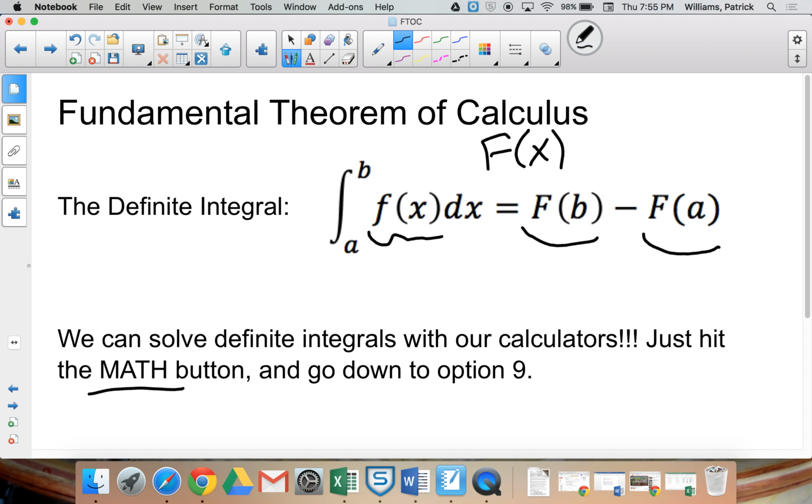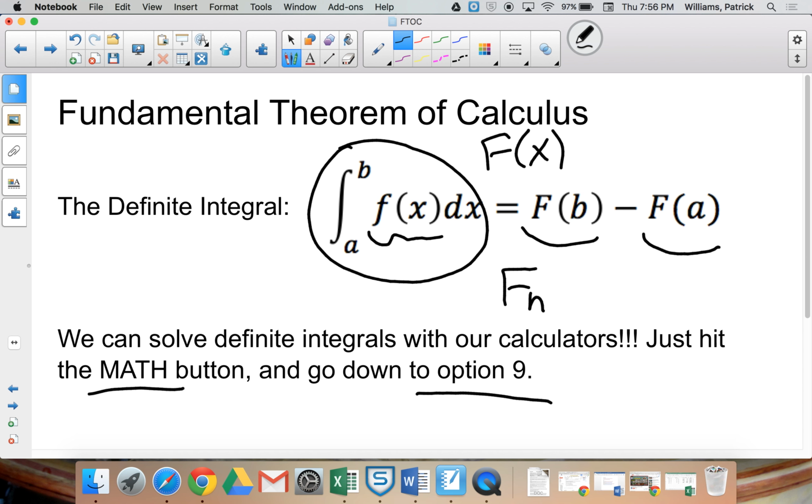If you hit the math button and you go down to option number 9, depending on what type of calculator you have, you'll either see something that looks very similar to the integral symbol, or if you have a TI-82 or something like that, you'll see a command that says FNINT, standing for, I think, integral function. To be honest, I really don't know why they named it that way. I'm assuming it means integral function or something like that. But anyway, this is really what a definite integral represents in terms of how you calculate them.